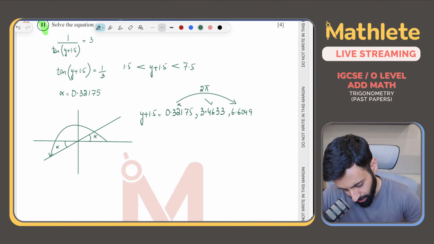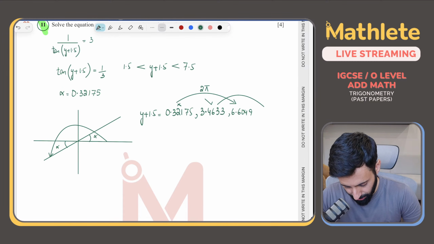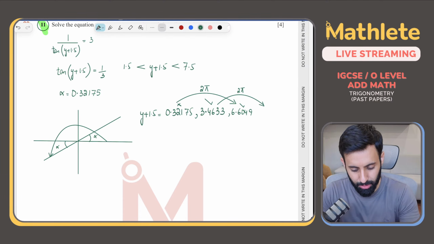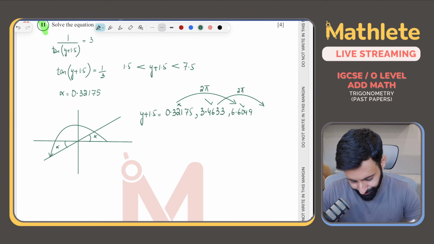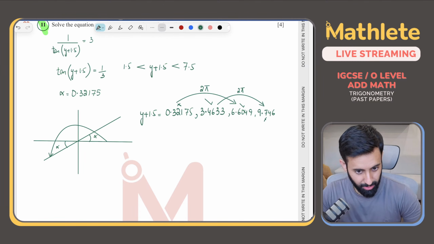Now, is it a good idea to add 2 pi to the second solution? There's only one way to find out, and that is by adding and seeing whether it falls inside the acceptable range or not. So 2 pi plus 3.4633 is equal to 9.746, which is outside the range. So we're not going to consider that.